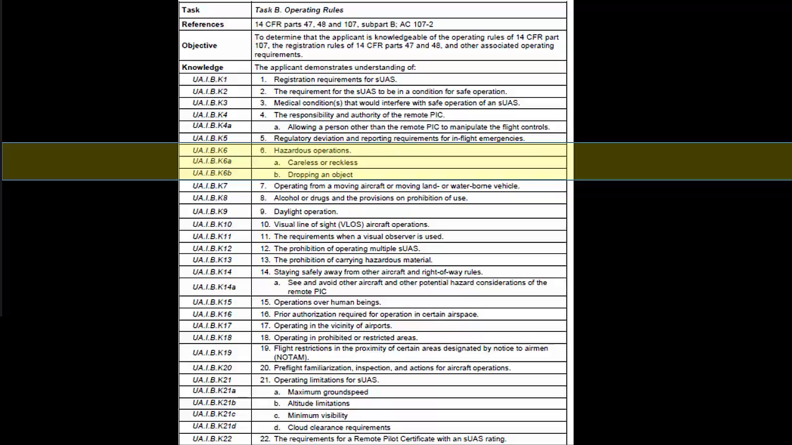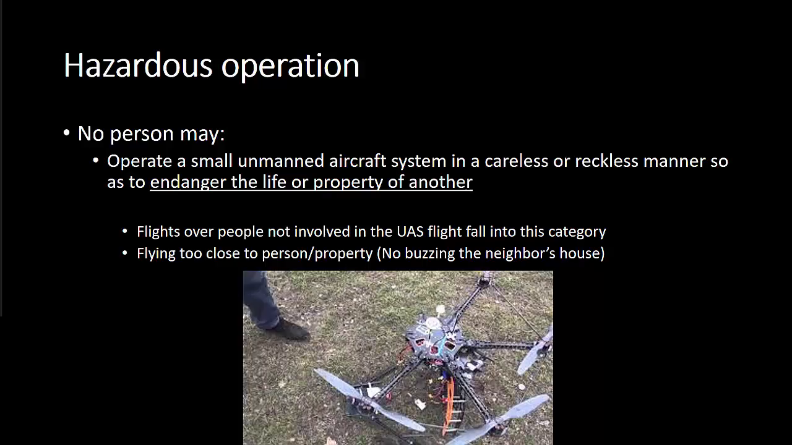Part 6, hazardous operation. What happens when I'm careless or I'm dropping things like a water balloon or something like that? The rules say you cannot endanger the life or property of another person in a reckless manner. You can't do anything intentionally that's considered dangerous. In other words, flying over top of people, that's considered dangerous.